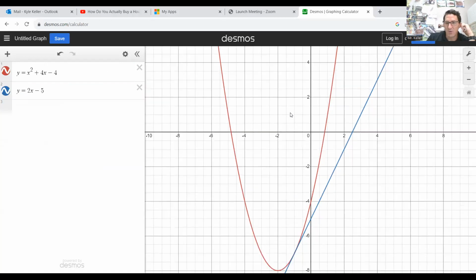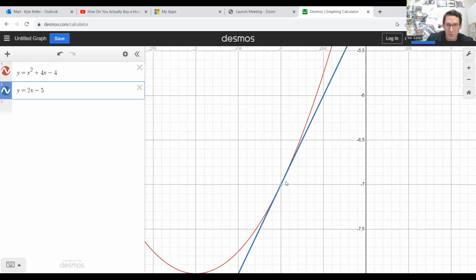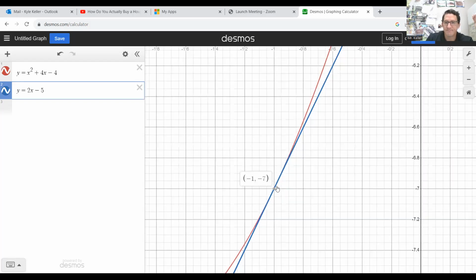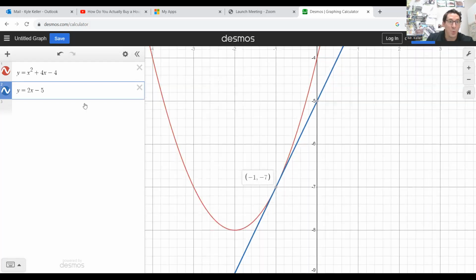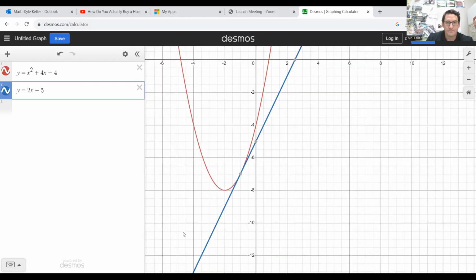So you might need to scroll a little bit to find where they intersect. And so here it's the point you can zoom in on. The point -1, -7. That's it. So that has one solution. That's not going to intersect anywhere else. Yeah, so that's all you need to do. If it intersects in more than one spot, you'll want to list those.